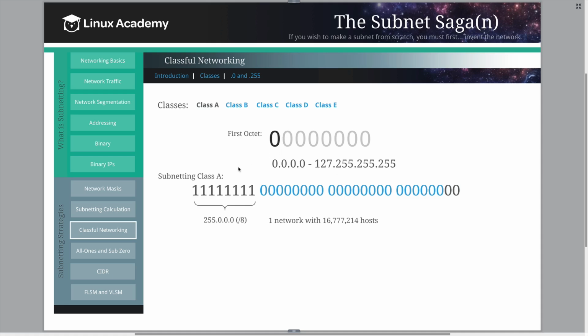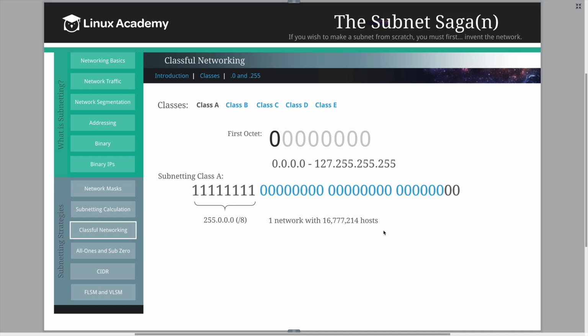So if we were subnetting a Class A, we're working with the first 8 bits as the mask, so the first octet is masked. In terms of subnetting, we can start with 255.0.0.0, which can be written as a /8. So that is all first 8 bits, so the whole first octet is masked off. The result of that is going to be one single network with over 16 million hosts. That's a very large network.